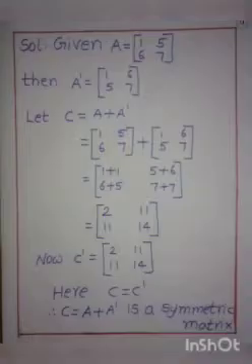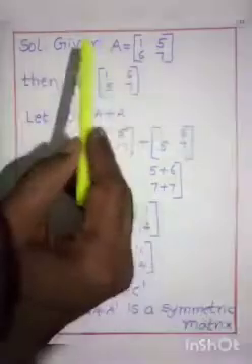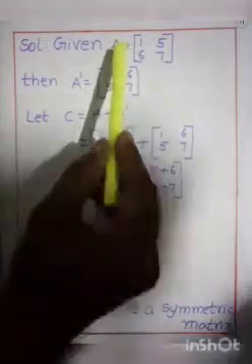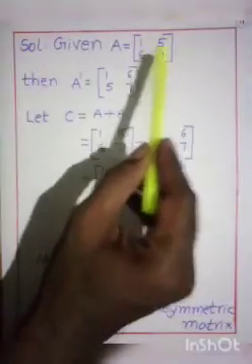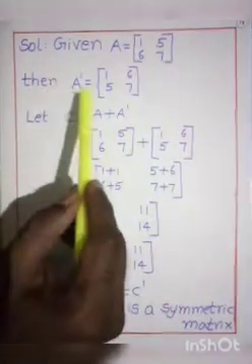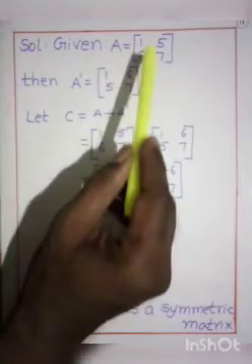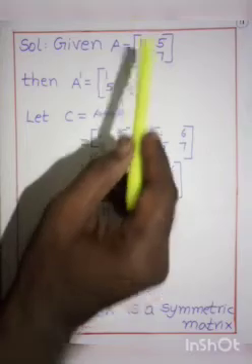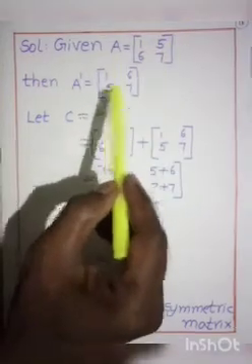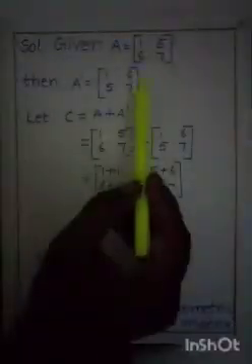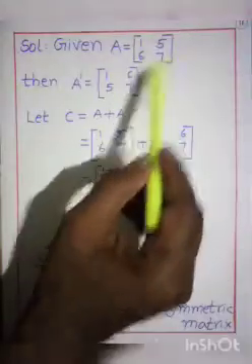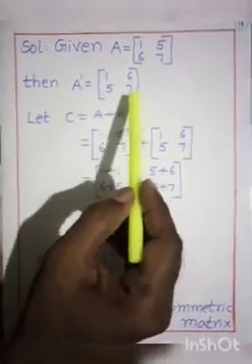Right. Now let us write the given data. What is given here? Matrix A is equal to 1, 5, 6, 7. Then A transpose. Do you know how to find A transpose? Just by interchanging the rows and columns. We write the first row as the first column, the second row as the second column. So 1, 5, 6, 7. Understood this step, my dear children?